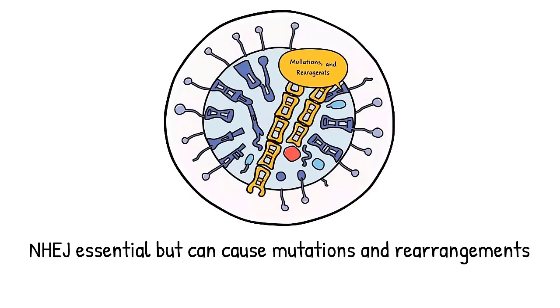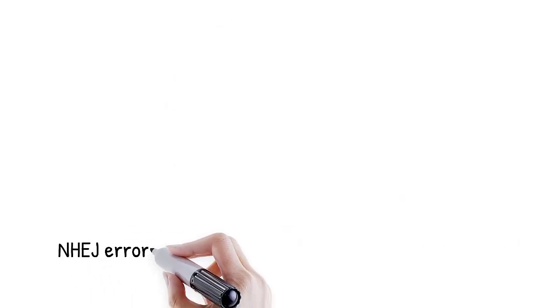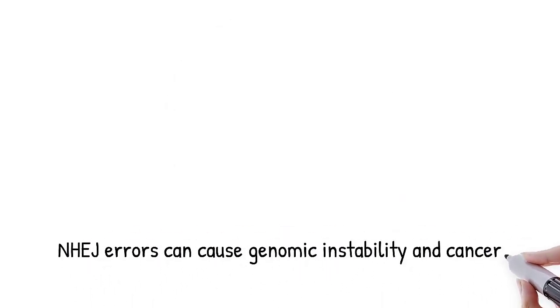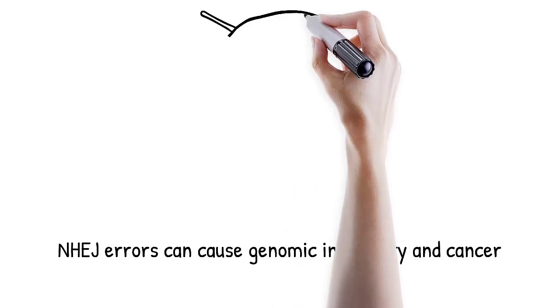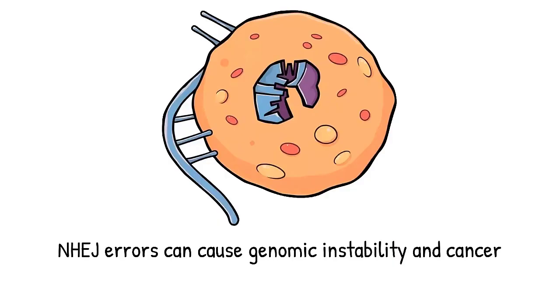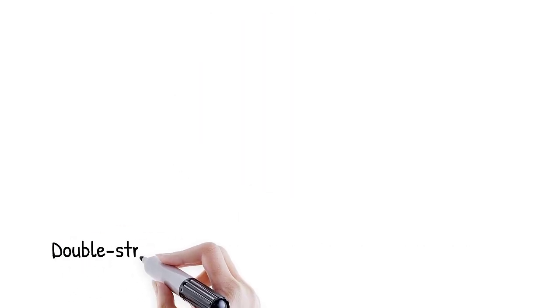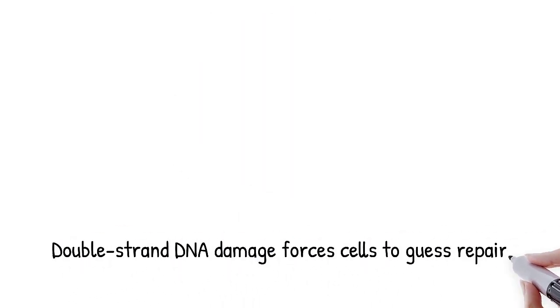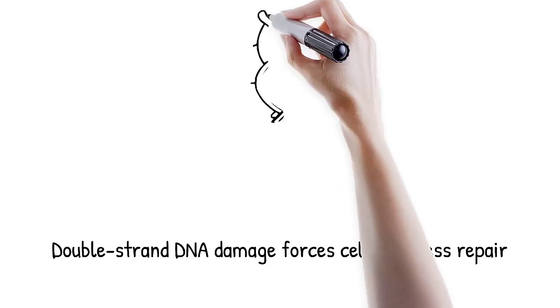NHEJ is essential for survival, but risks mutations, chromosomal rearrangements, and loss of genetic information. It is the cellular equivalent of a quick repair, rather than a precise reconstruction. Over time, these errors can lead to genomic instability and disease. Misrepaired DNA breaks during NHEJ can lead to oncogenic translocations in cancer. It is like taping two torn halves of a document together without checking if any words are missing or scrambled.